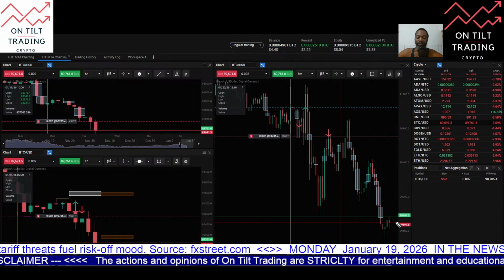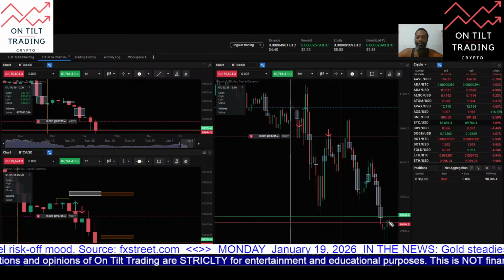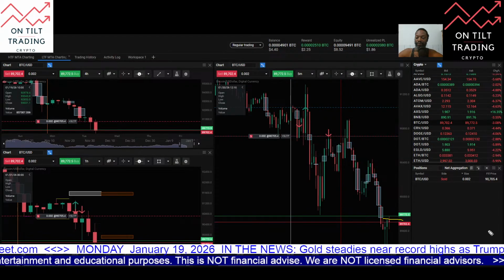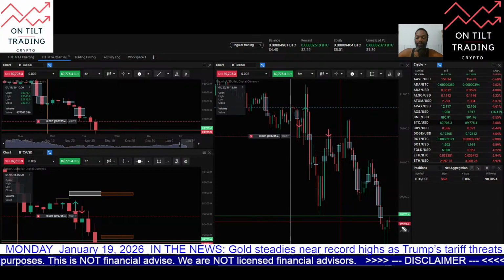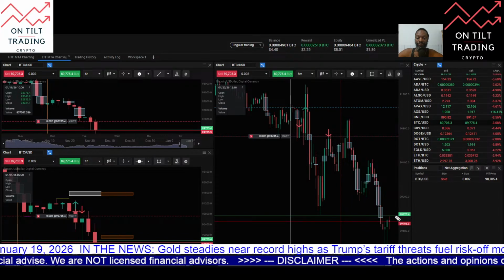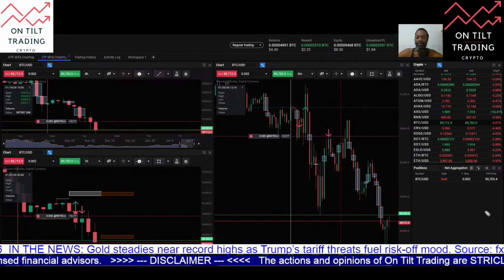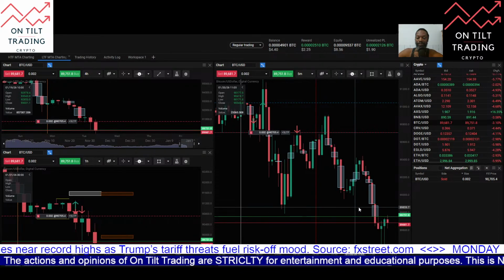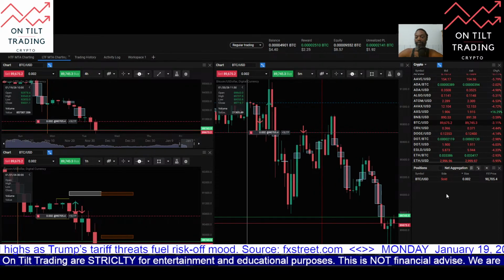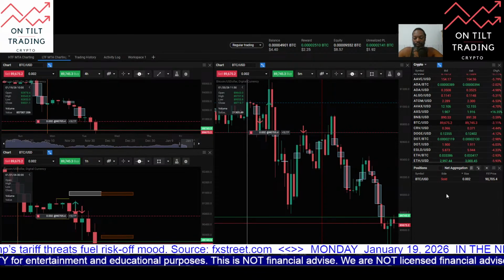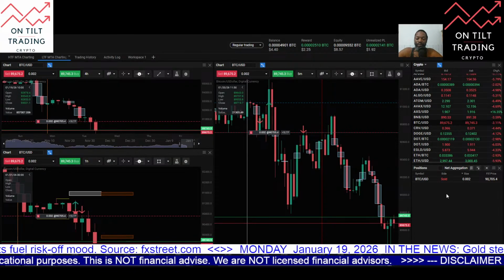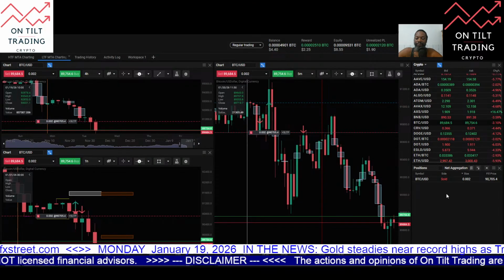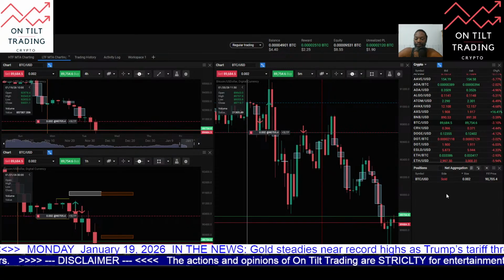The best reaction would be if the body of this 5-minute candle closes below this level. And then we would just wait for the next candle to display what price action may be willing to do next. This is the 5-minute chart, so it is not as strong as a higher time frame. The higher the time frame, the stronger the indication or the signal.